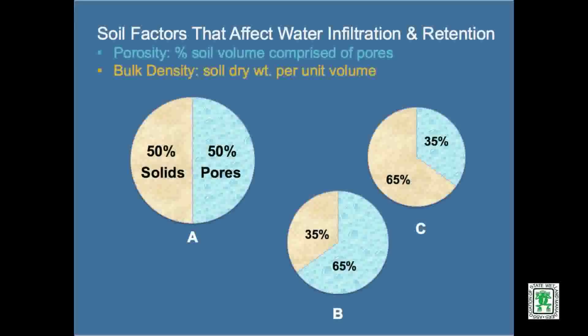Now, this is a little misleading because we often find soils with very different porosities. You can have a soil like diagram B, where 65% of the volume is pore space, or diagram C, where only 35% of the soil volume is pore space. So which one has the capacity to retain more water? It's going to be B, of course, with more pore space.